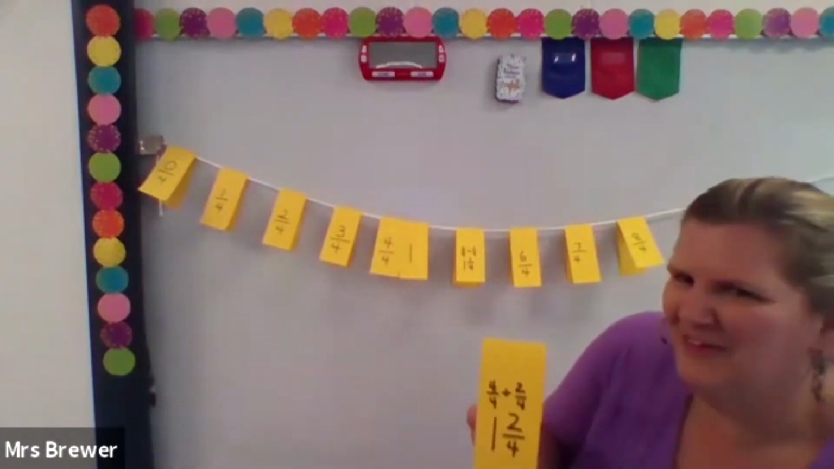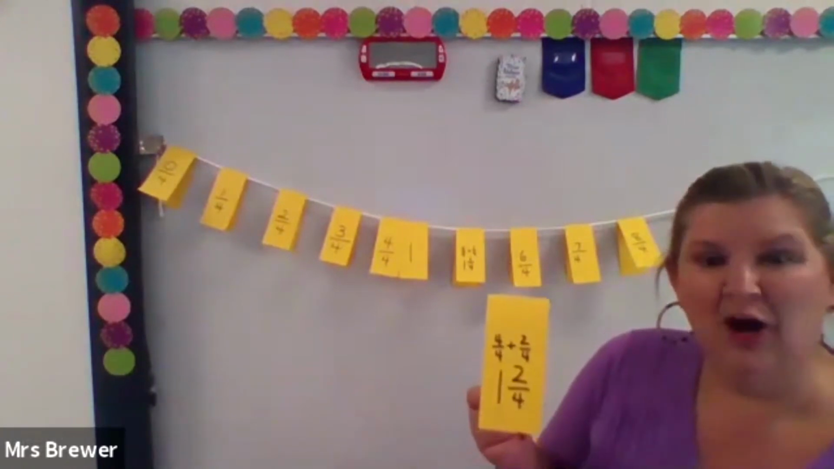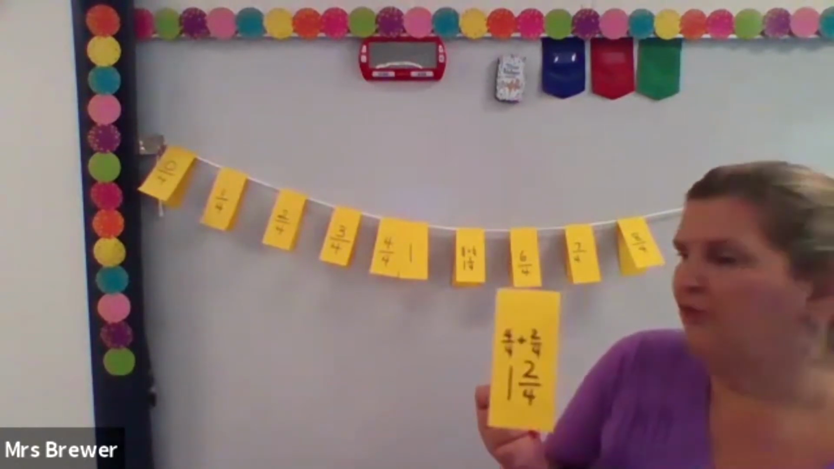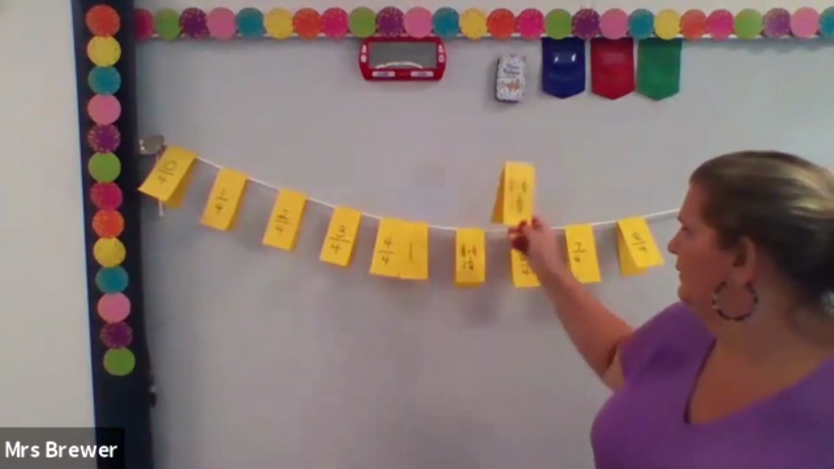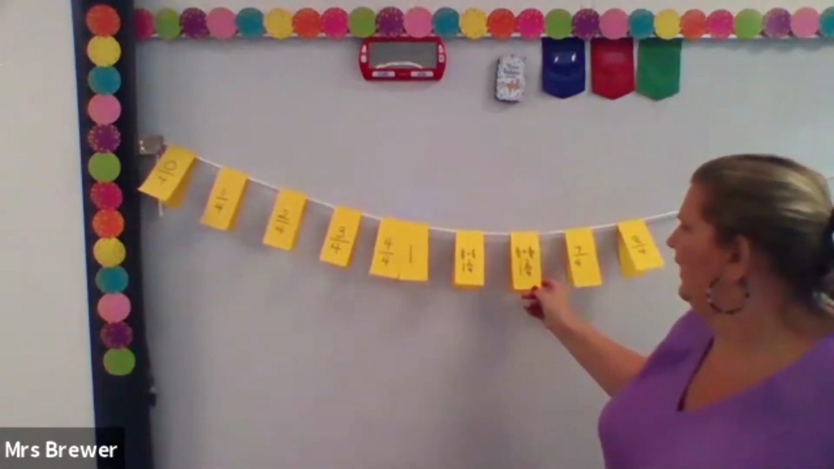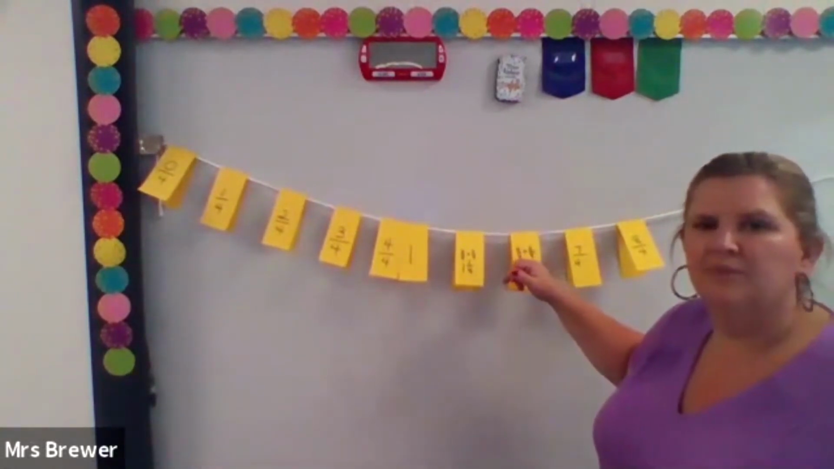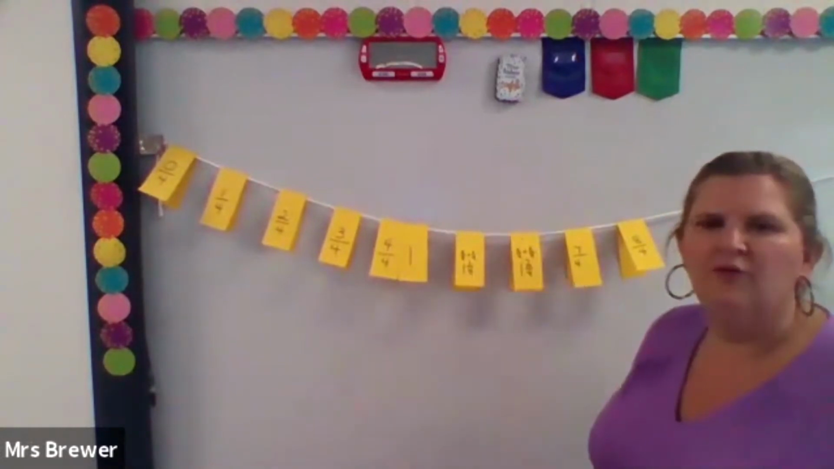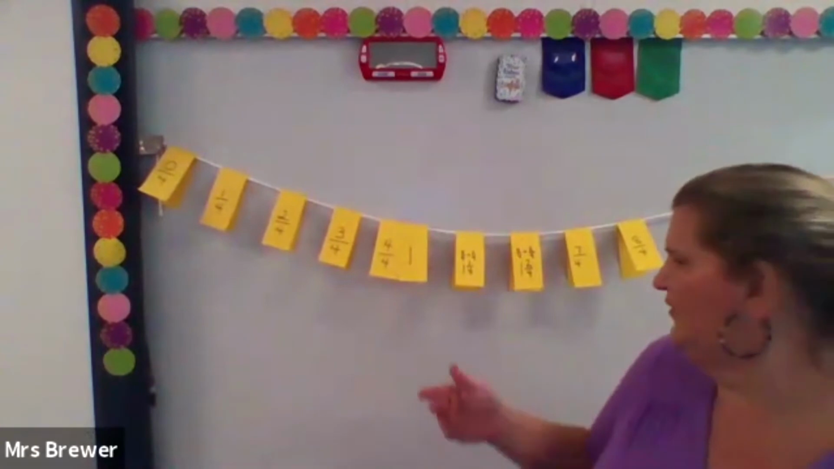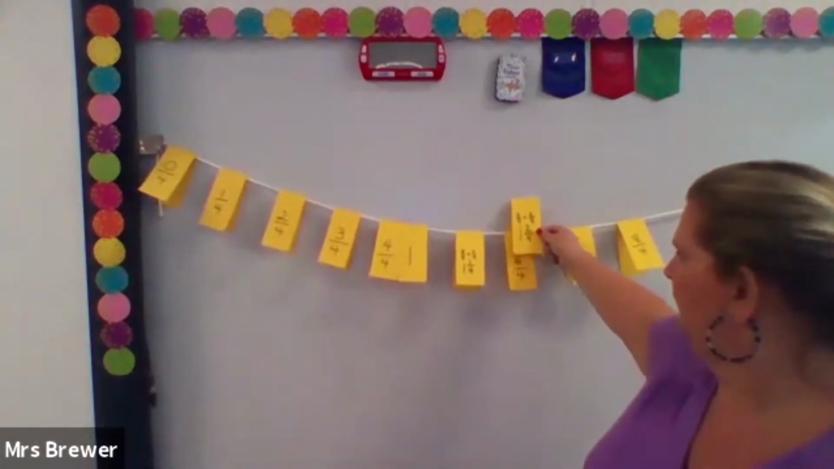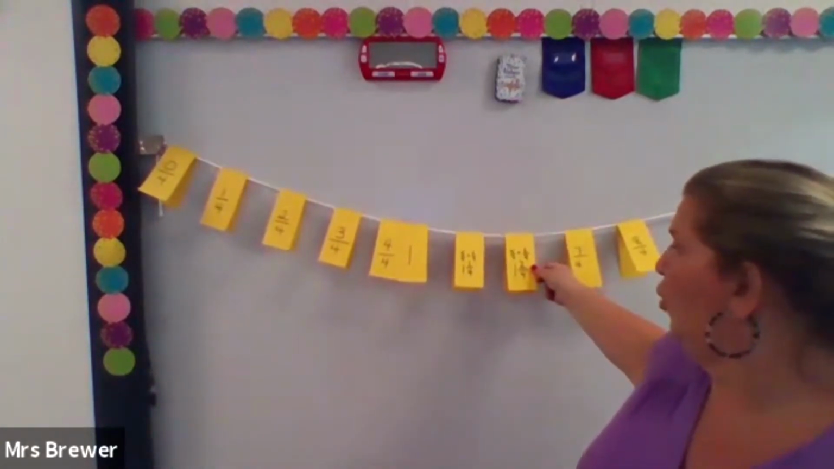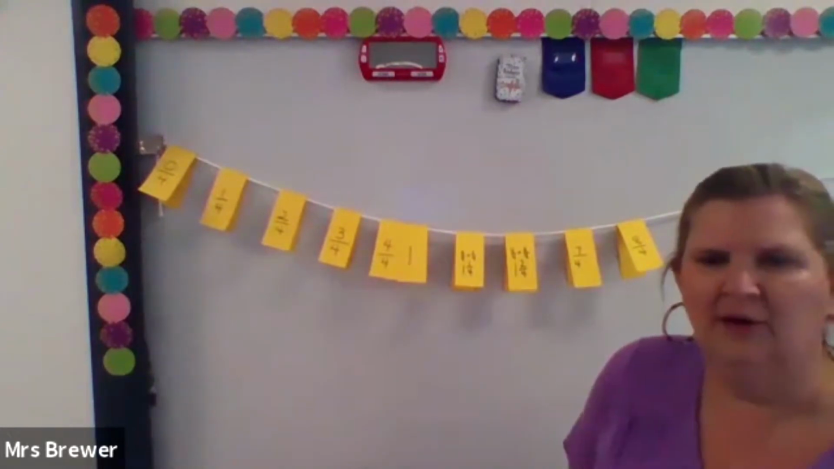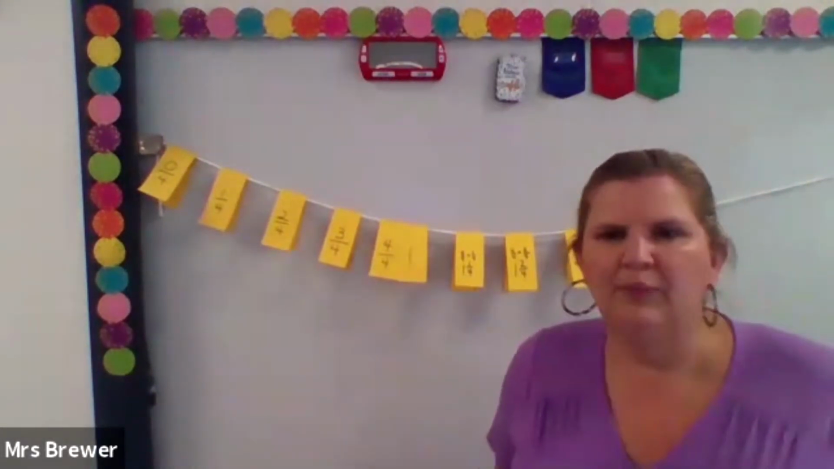Dropping my cards here at the side, guys. All right, 1 and 2/4. Okay, so I went that 1 whole, so I have 4/4 for my 1 whole plus 2/4. That would be 6/4, right? 6/4 are 4, 1, and 2 fourths. Great job, boys and girls.